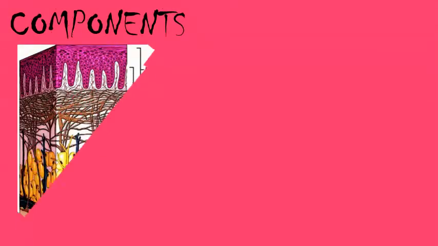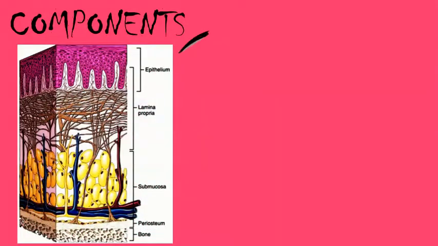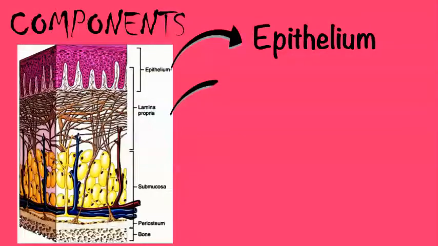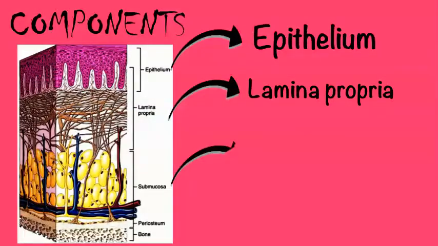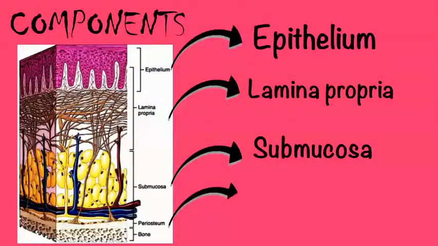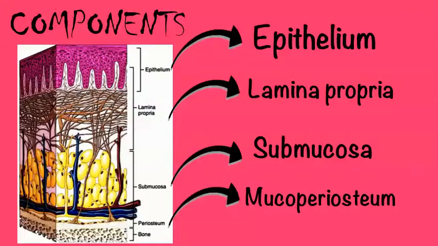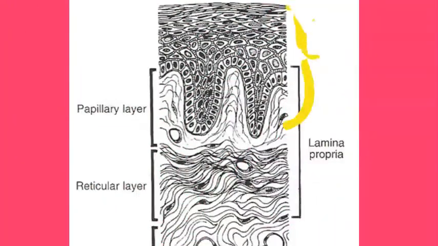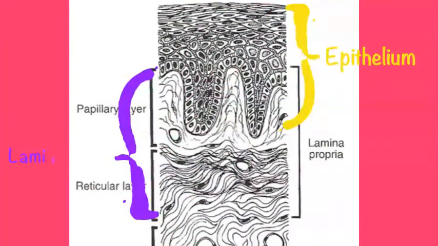Next we are discussing components of oral mucosa. The 2 main components of the oral mucosa are stratified squamous oral epithelium and underlying connective tissue. This layer is known as lamina propria. In this picture you can appreciate the epithelium and lamina propria.